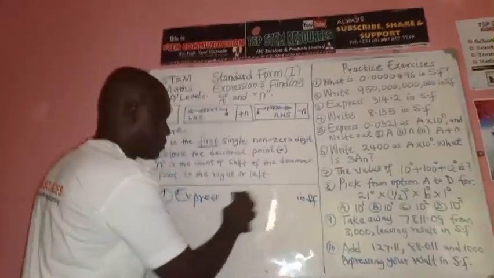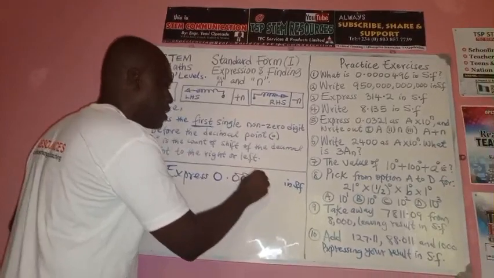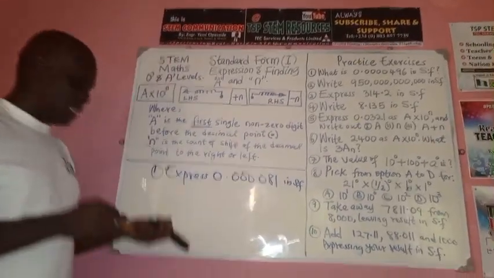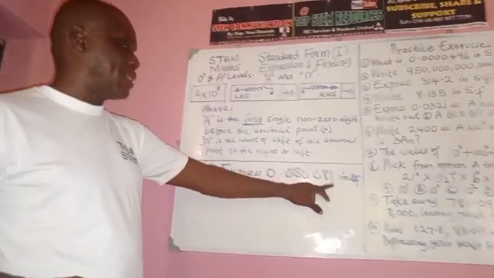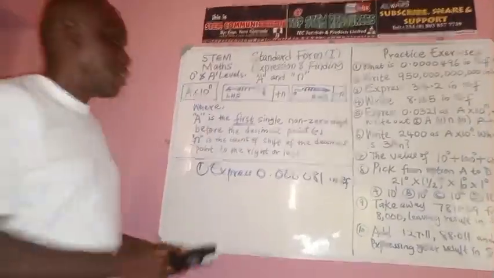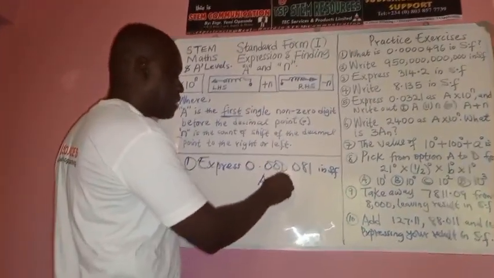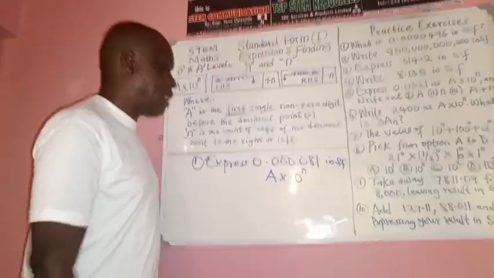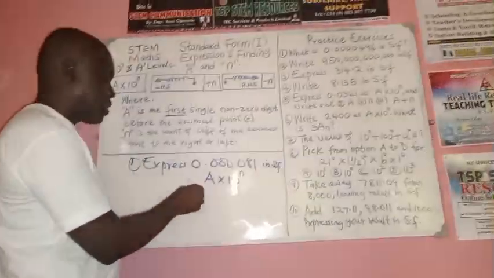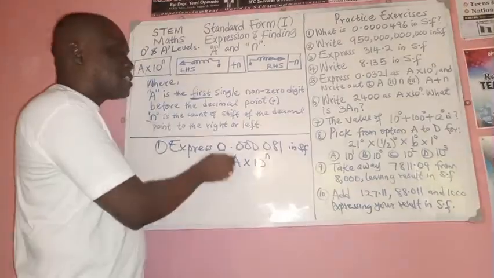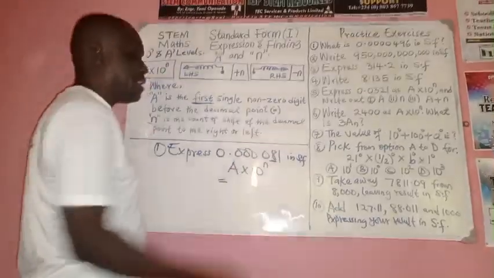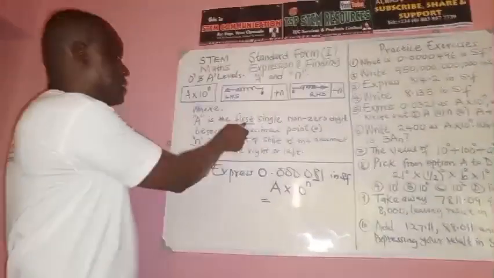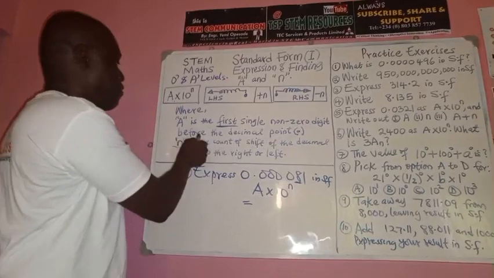Look at this. I want to give you a number like this, 0.000081. Express 0.000081 in standard form. We are to write it as A times 10 raised to the power n. Now, let's see what happened here. A is the first non-zero digit. That means A, you will ignore all this and come to this place. So this is our A. That 8 is our A because it's the first single non-zero digit before the decimal point.